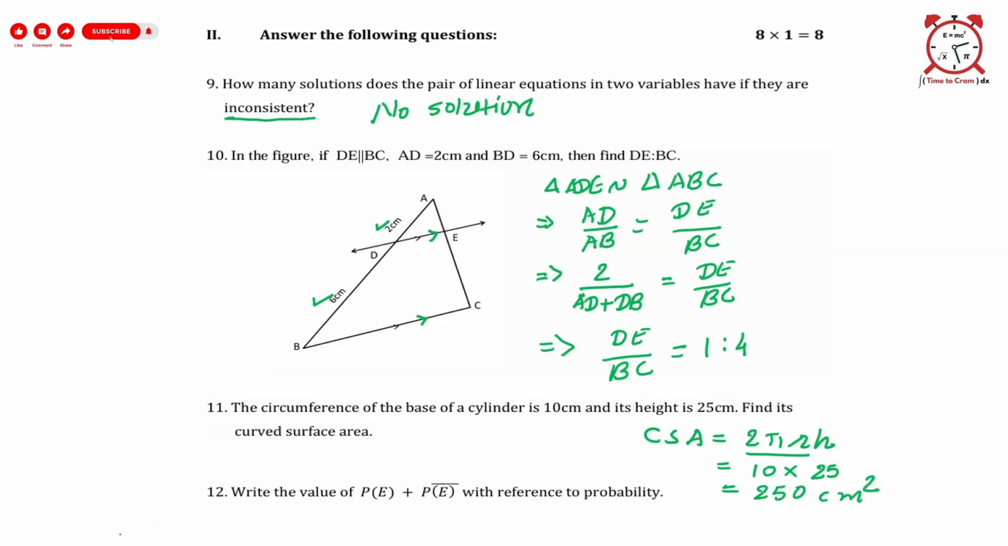Next question, this is the sum of probability of event and probability of not event. We have to write the value of probability of event plus probability of event not done with reference to the probability. We know that their sum is always 1.